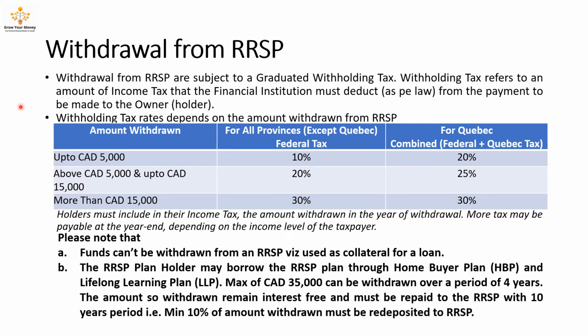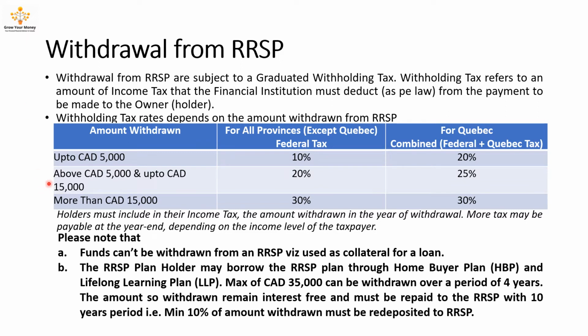Now let us understand the guidelines applicable for withdrawal from an RRSP. Withdrawals from an RRSP are subject to graduated withholding tax. Withholding tax refers to an amount of income tax that the financial institution must deduct as per law from the payment to be made to the owner, that is, the holder of the RRSP. Withholding tax rates depend on the amount withdrawn from the RRSP.